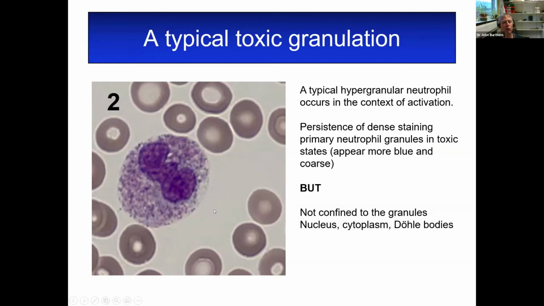But when you're looking for a toxic granulation, it's not just the granules themselves. It's also the nucleus, which may be less shifted, the chromatin may be a little bit more open, reflecting the more rapid maturation. The cytoplasm is often larger and more spreading, and you may see some doughy bodies, these pale blue inclusions within activated neutrophils. I'm not going to point one out on this slide because I don't think there is one, but they can certainly be seen. So what did we see on this one?